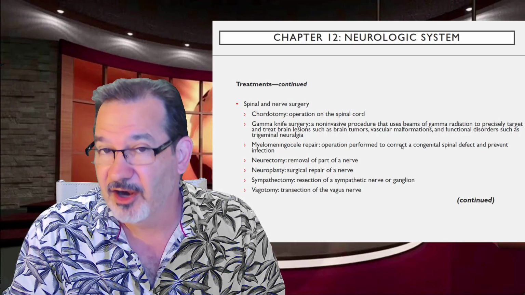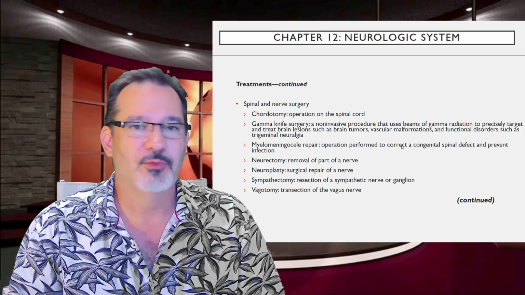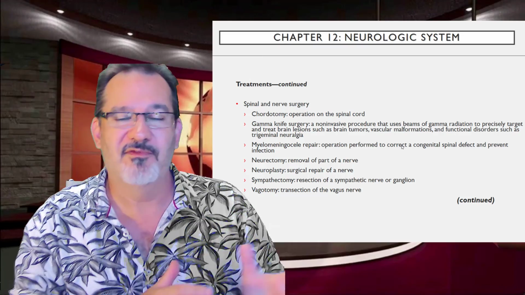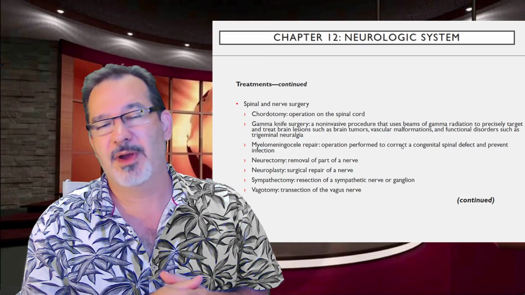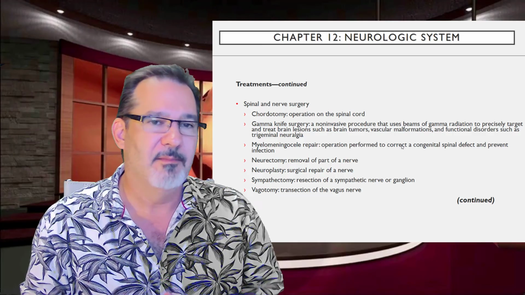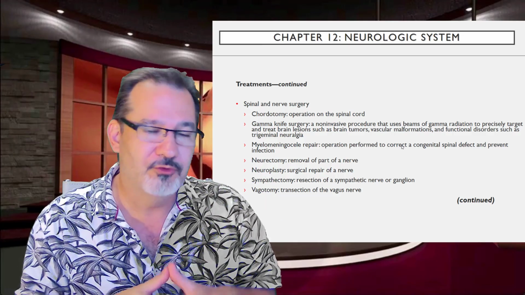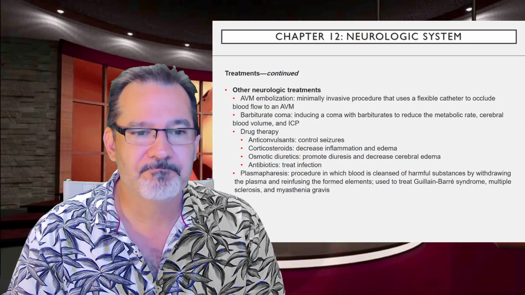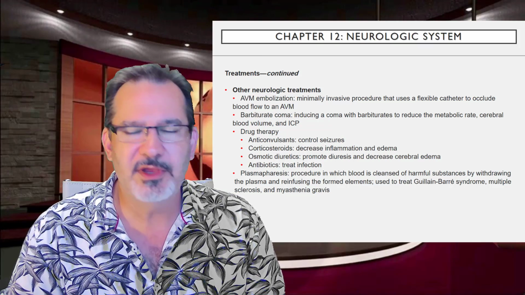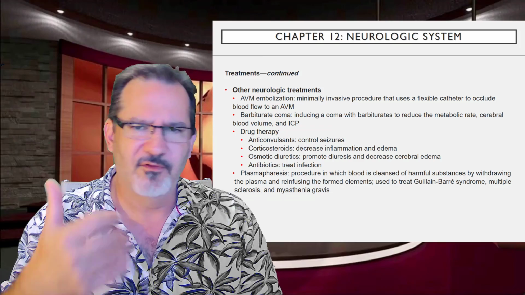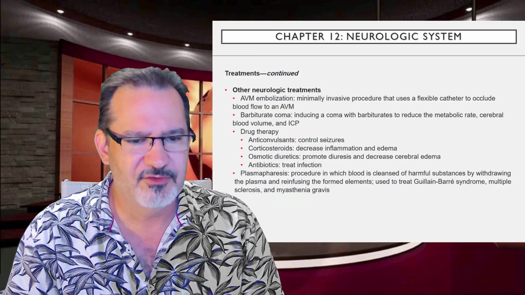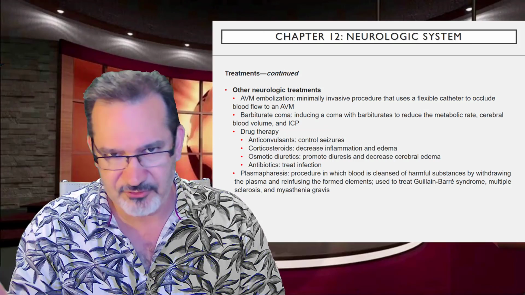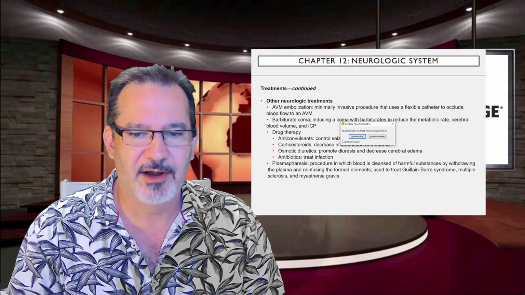Neuroplasty is surgical repair of a nerve. Plasty is repair. So anytime you see that as a suffix at the end of anything, that means whatever came before it was repaired. Rhinoplasty is probably the most common one that you would hear. Nose job or surgical reconstruction of the nose would be rhinoplasty. Okay. Let's see. Other things, drug therapy, anticonvulsants for seizures, so anti-seizure medicines, corticosteroids to decrease inflammation and swelling. Okay. Antibiotics, of course, to treat infections. All right. So that does it.